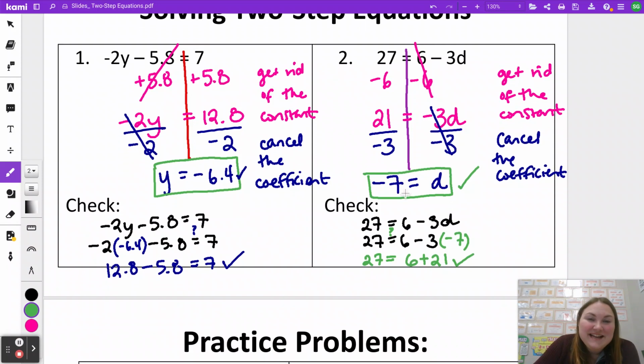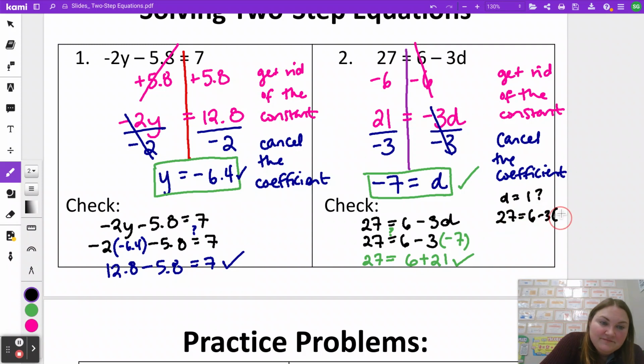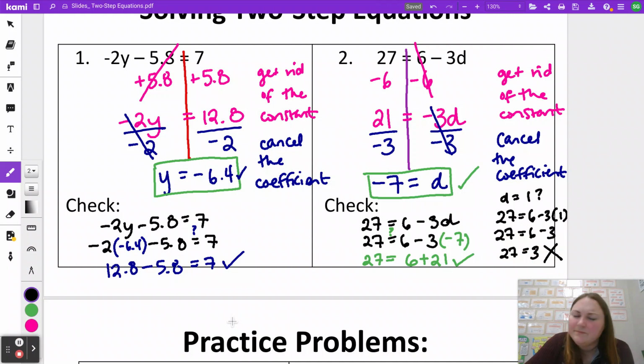If we were to get a different answer, a wrong answer for this, maybe if I thought D was the number 1, if I were to put that into my equation, I would have 27 equals 6 minus 3 times 1 is 3. I would have an equation saying 27 equals 6 minus 3. And I know that's not right because 6 minus 3 is 3. Something like this would tell me, oop, my answer is not right. Let me go back and see what mistake I made.